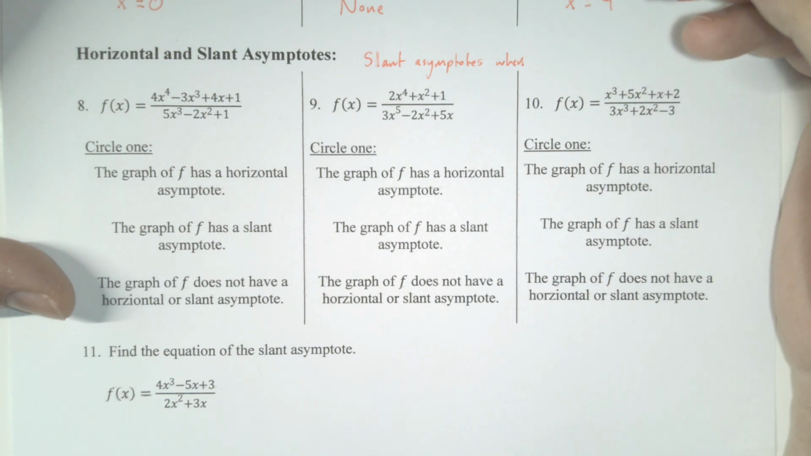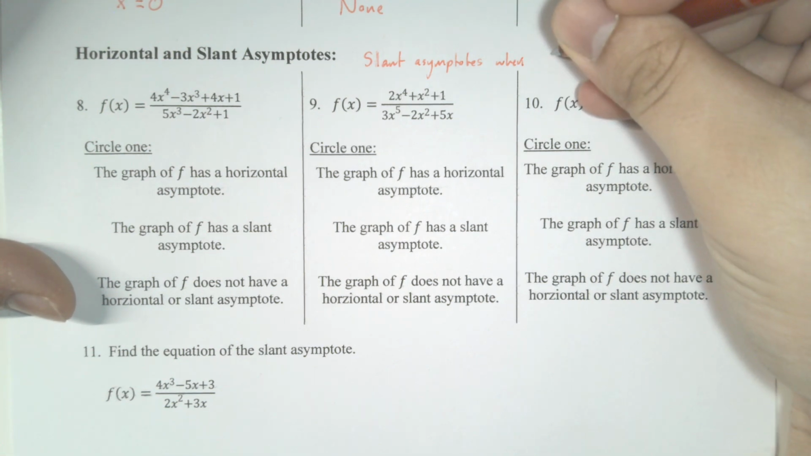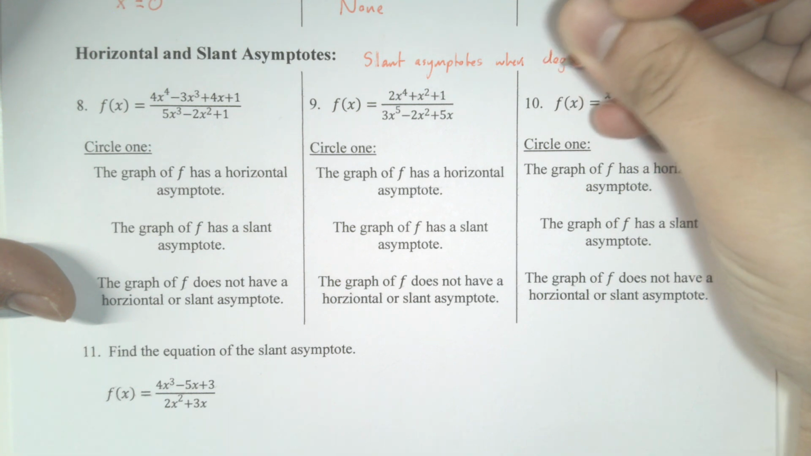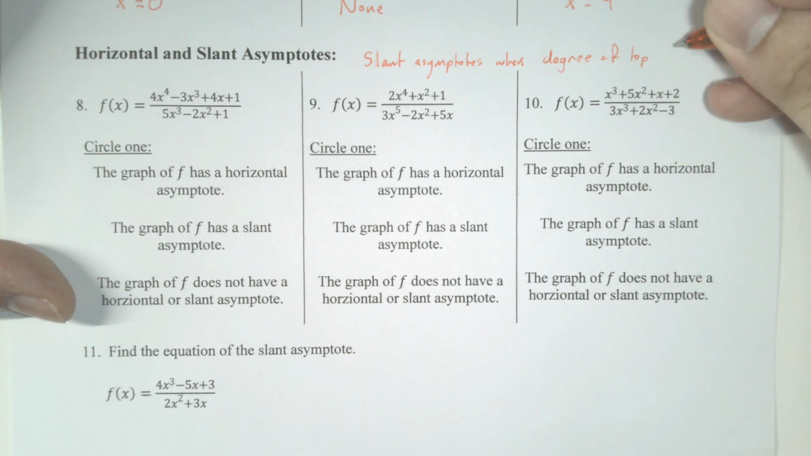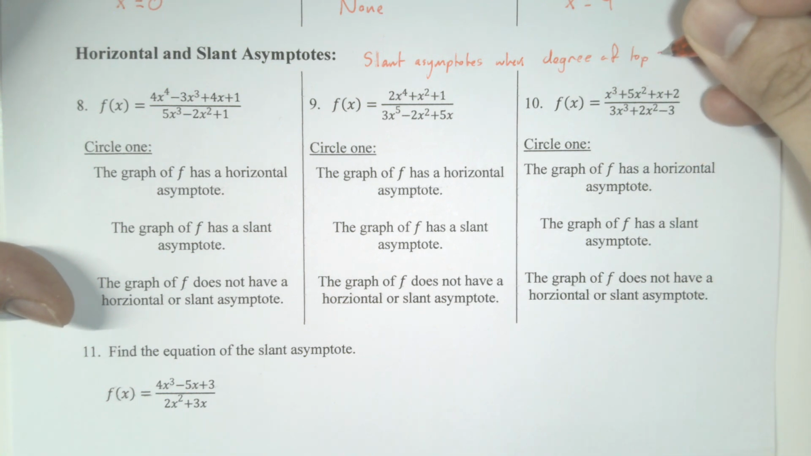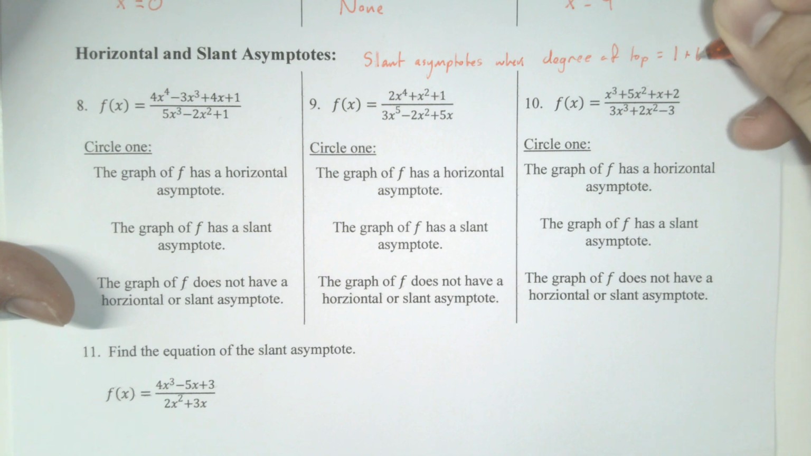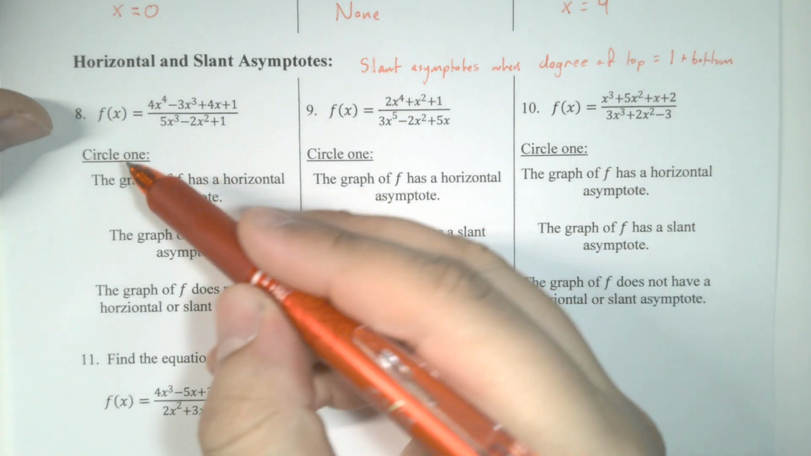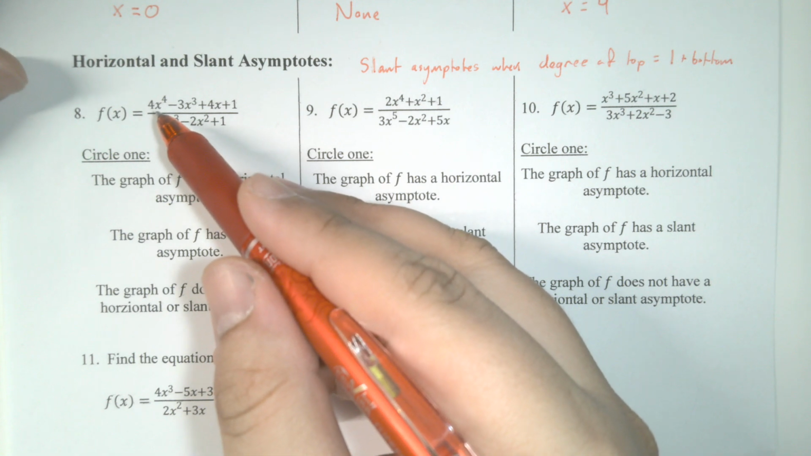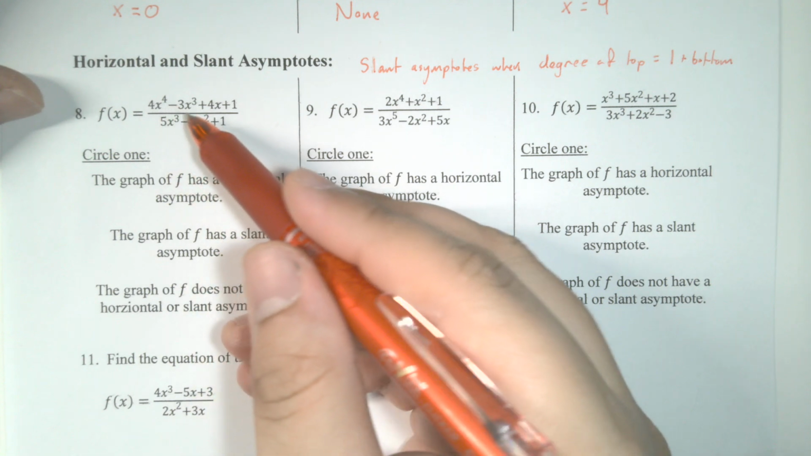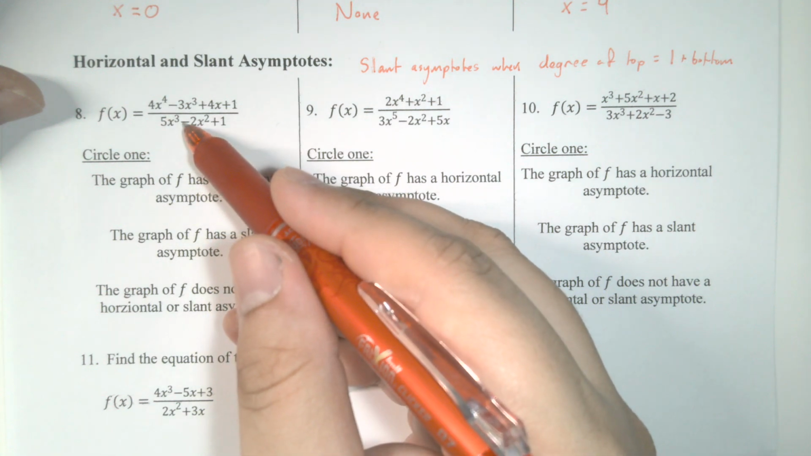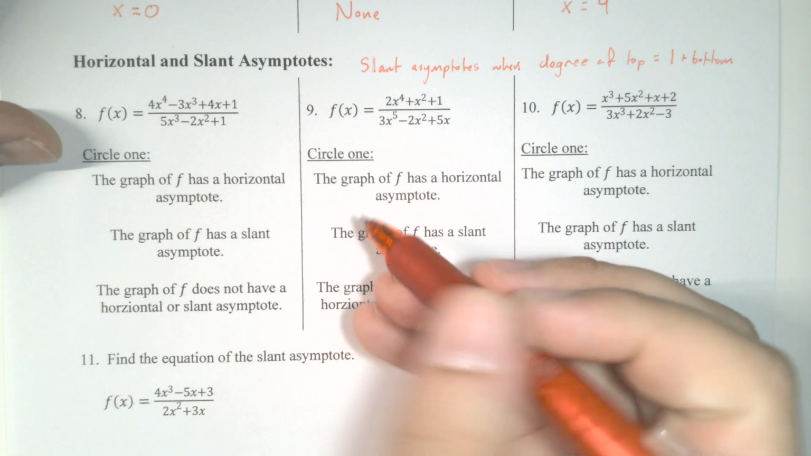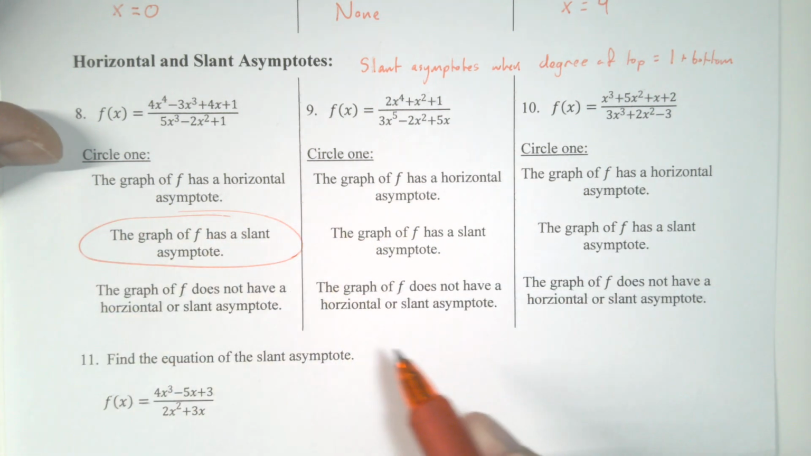So slant asymptotes happen when the degree of the top polynomial is 1 plus the degree of the bottom. So look at the degree of this polynomial here. This is degree 4, but this is degree 3. So since 4 is exactly 1 greater than 3, this has a slant asymptote.